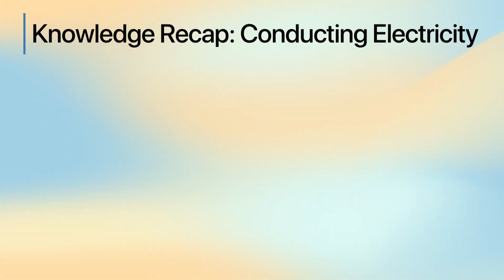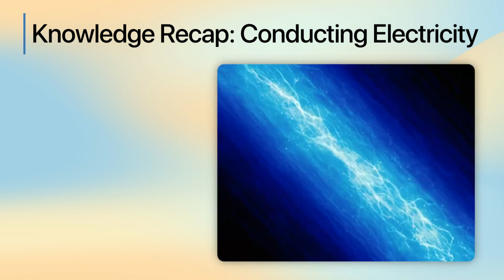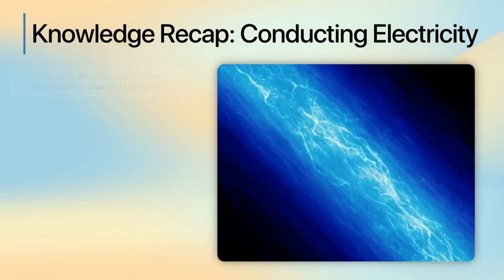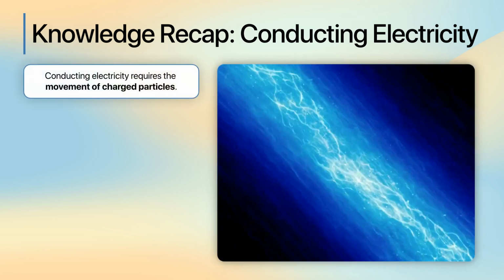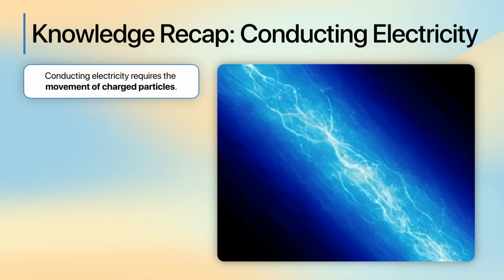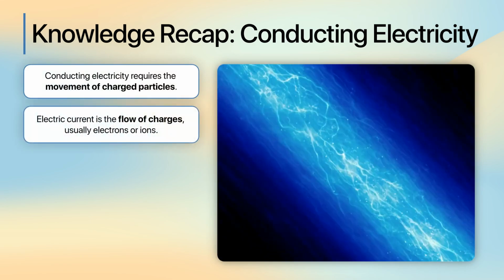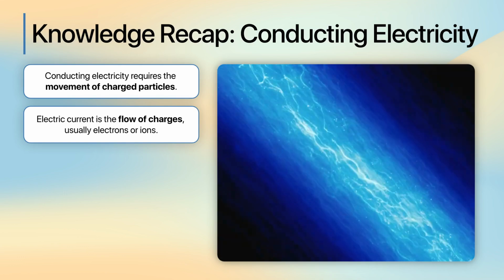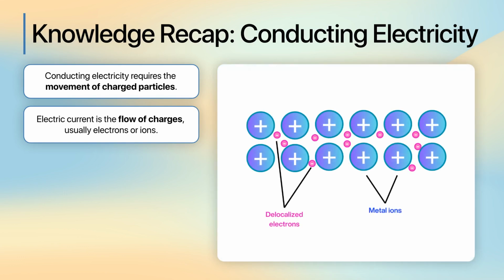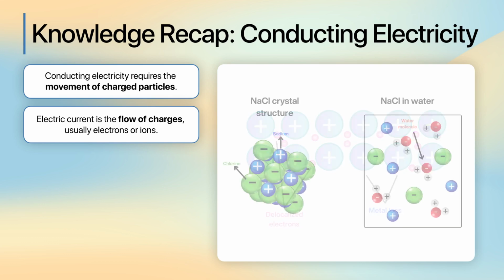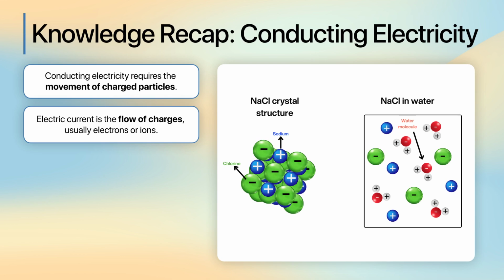To understand why these neutral molecules are poor conductors, let's recall what is needed for conducting electricity: the movement of charged particles. Electric current is essentially the flow of charges, usually electrons or ions. In metals, for instance, free electrons can move easily, creating a current. Similarly, in ionic compounds dissolved in water, free-moving ions facilitate the flow of electric current.